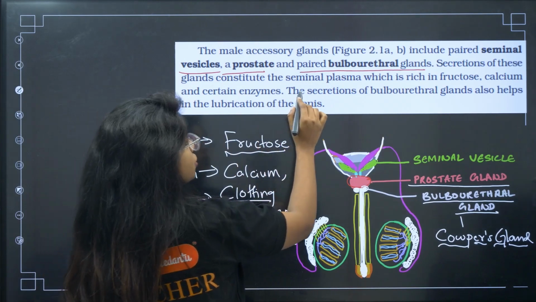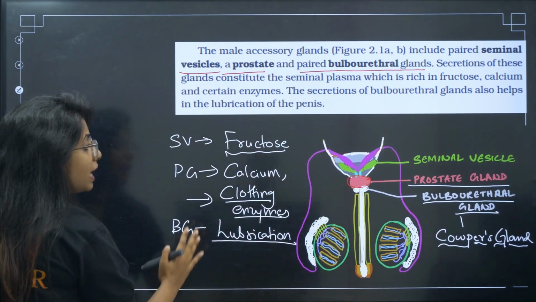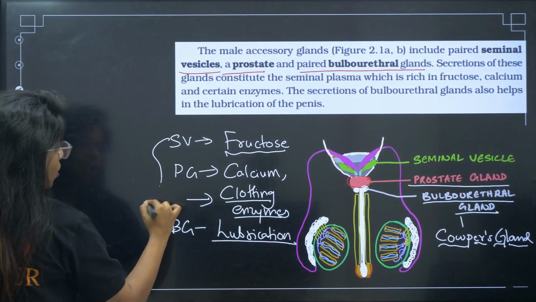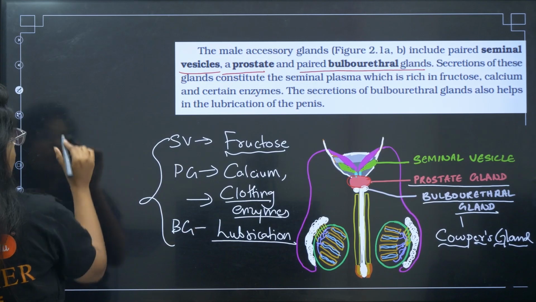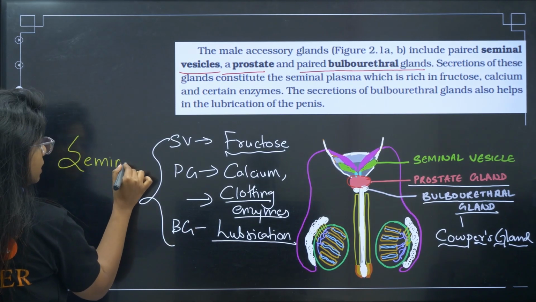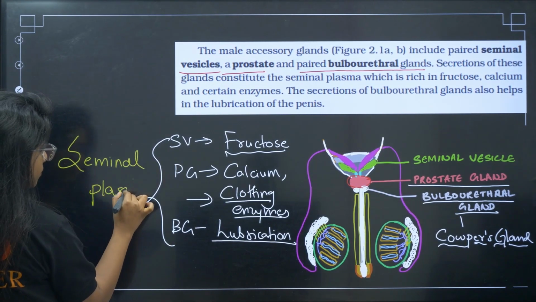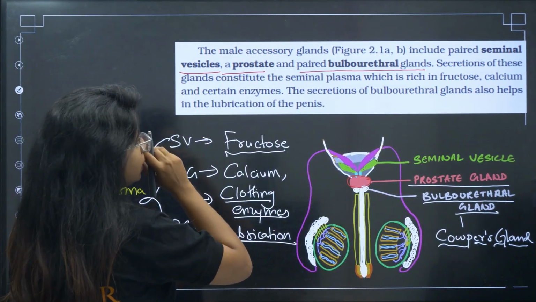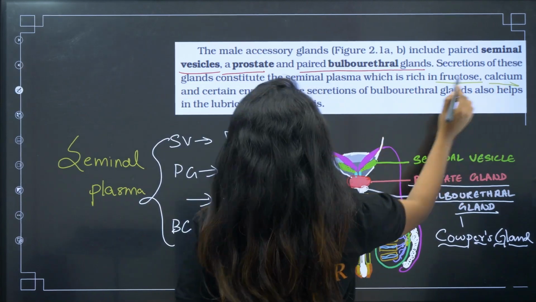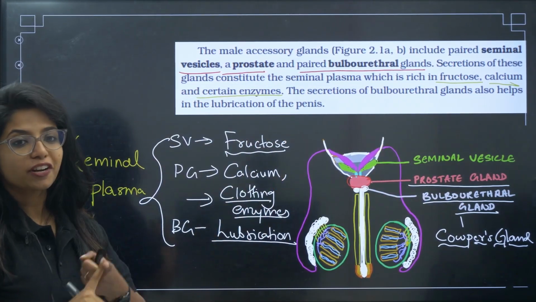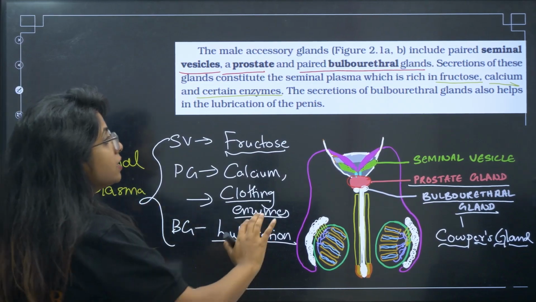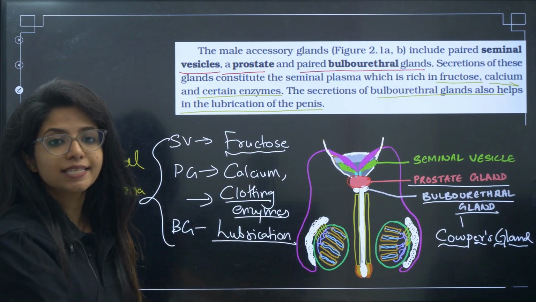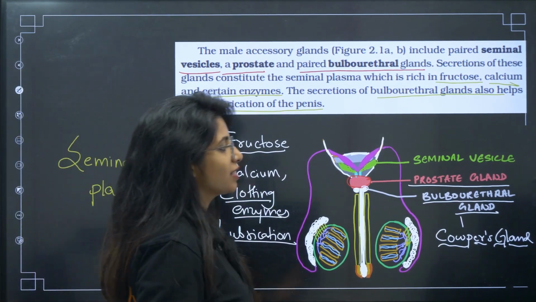Secretion of these glands constitute the seminal plasma. So together the secretion, all of them together, what do I call this? I call the secretion seminal plasma, which is rich in fructose, calcium and certain enzymes. Will you remember fructose, calcium and certain enzymes? It is very important. The secretion of bulbourethral glands also helps in the lubrication of the penis so that the sperm can easily move. I hope this is clear to you.